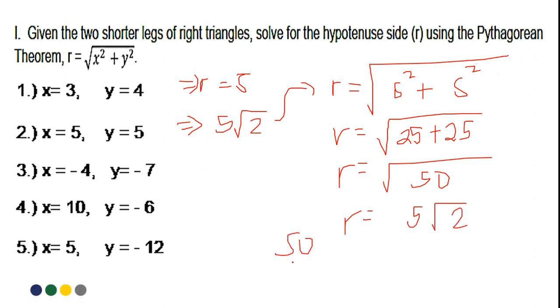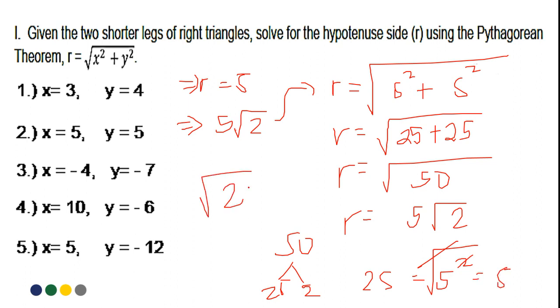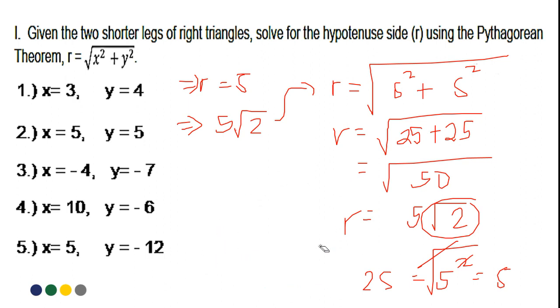Paano nangyari? 50, 25 times 2, and 25 times 2 is 50, and 25 is equivalent to 5 squared. Then 5 squared, square root natin para matanggal, and that will be 5, or just simply square root of 25 will be 5. And then may natira na 2. Okay? So, siyempre, kapag sa calculator yan, you don't need to solve it.